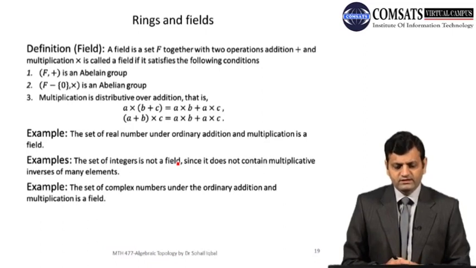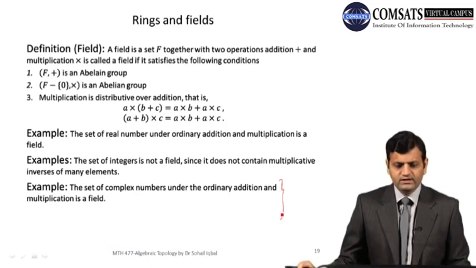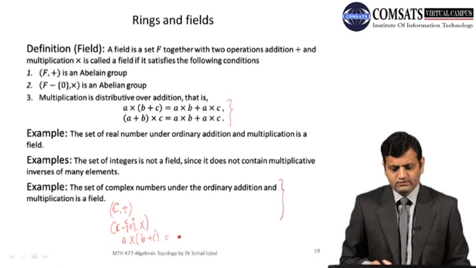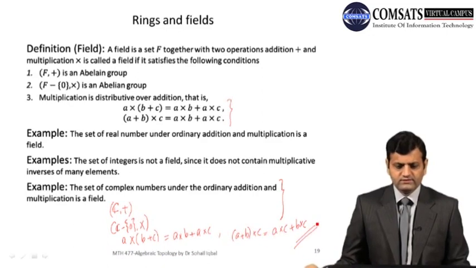Another example which is a field is the set of complex numbers. Under the ordinary addition and multiplication, it is a field. Once again, I am leaving this as an exercise for you to check that all the conditions of the field are satisfied. For example, C under ordinary addition is an abelian group, and C minus 0, so taking out the 0, under ordinary multiplication is an abelian group. In the third condition, I need to check that multiplication of complex numbers is distributive over addition of complex numbers. In other words, A cross (B plus C) equals A cross B plus A cross C is satisfied, and of course from the other side as well, (A plus B) cross C is equal to A cross C plus B cross C. So all these conditions are satisfied.